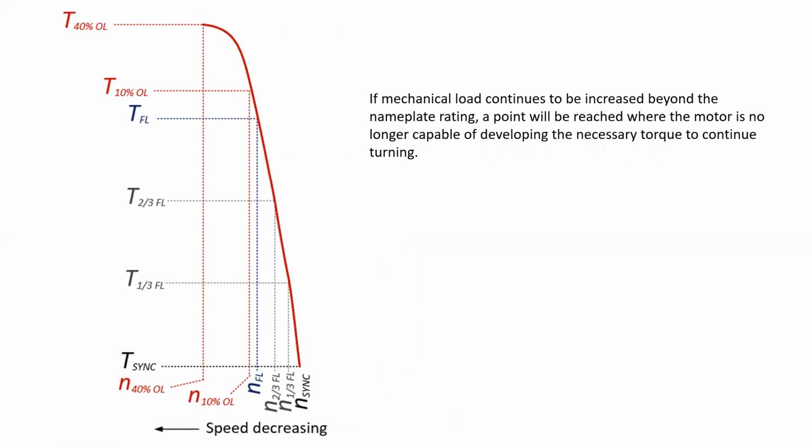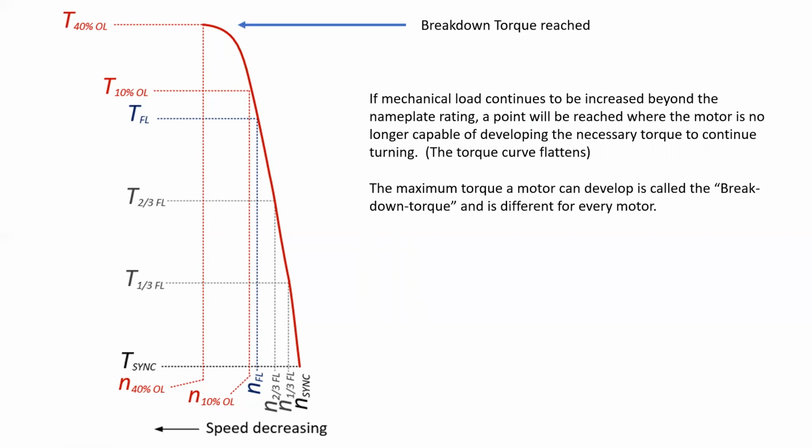Eventually, if I continue to increase the mechanical load, I'll reach a point where the motor is no longer capable of developing the necessary torque to continue turning. And so I've chosen arbitrarily to choose the number here, 40% overload. I'm not saying every motor is at 40%, nor am I saying this is a number to memorize. This is purely for example purposes only. Now, the maximum torque that we are going to see is when the torque curve flattens. And we refer to this point as the maximum breakdown torque. The motor is incapable of developing any more torque at this point.